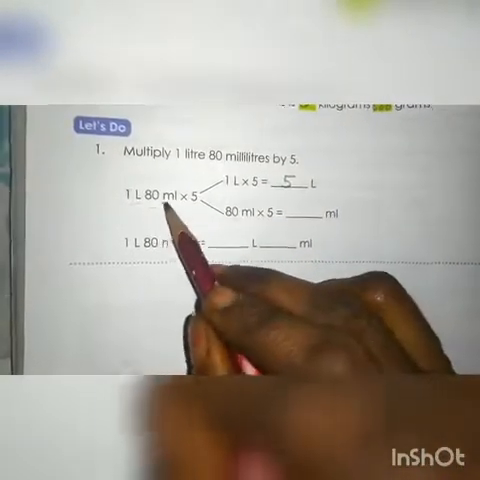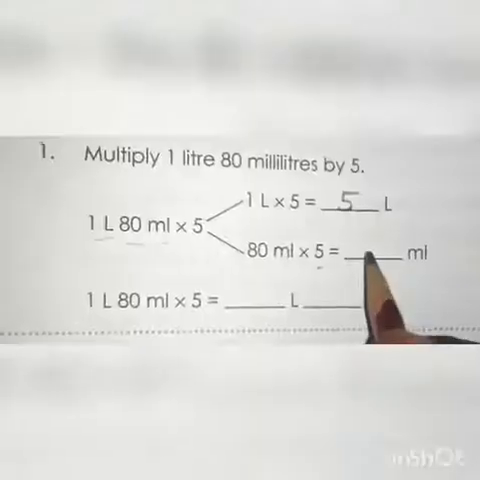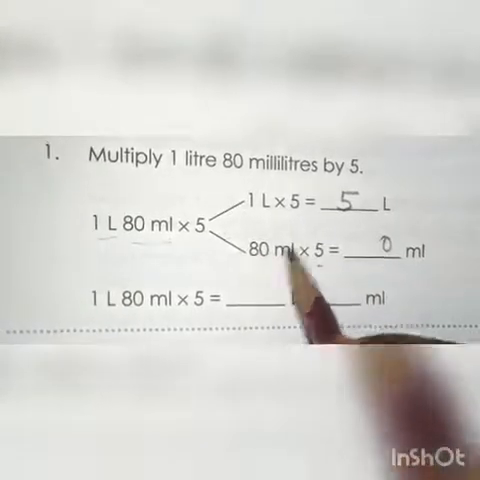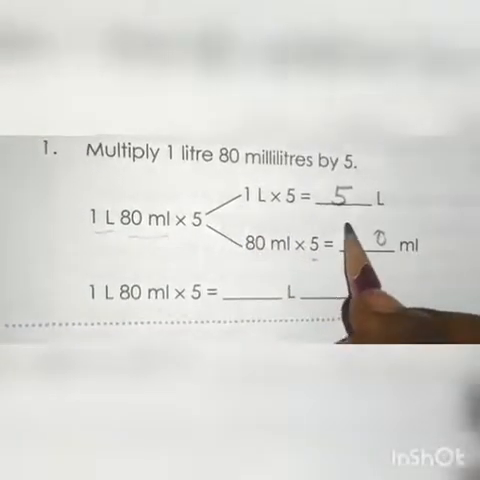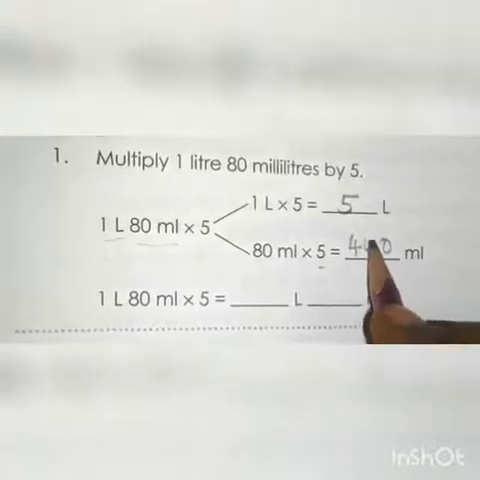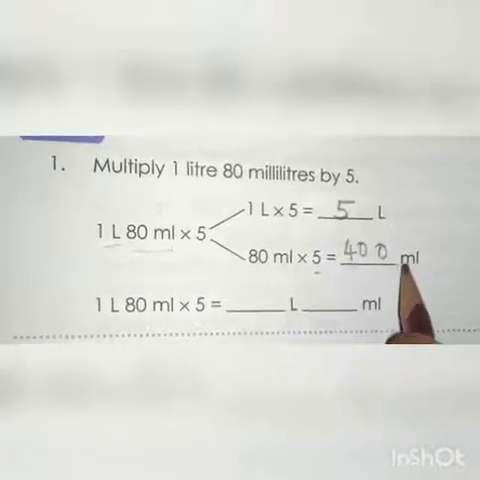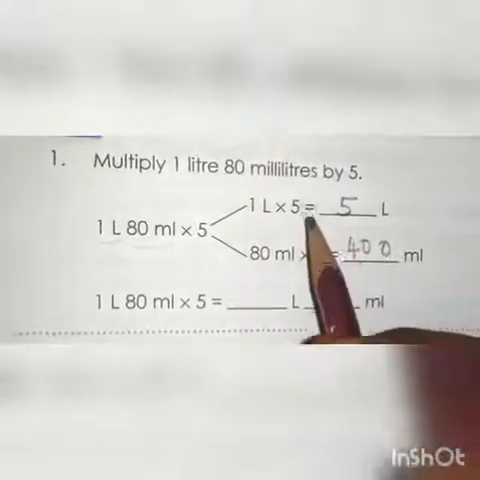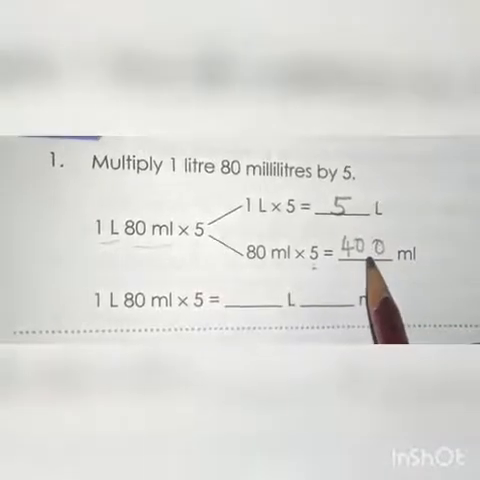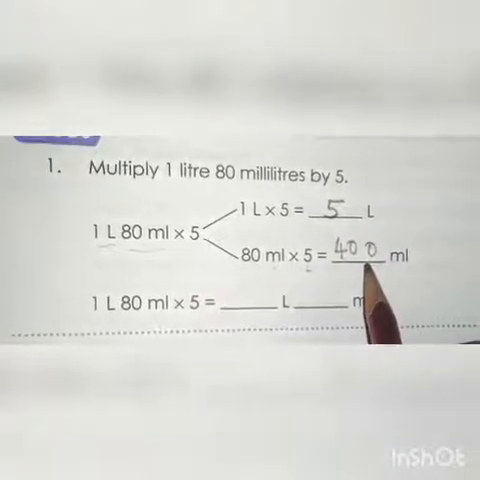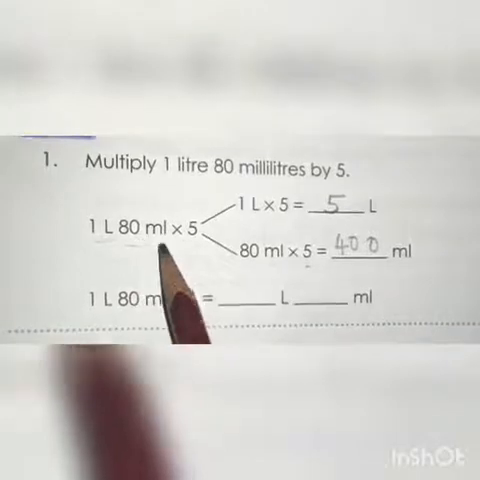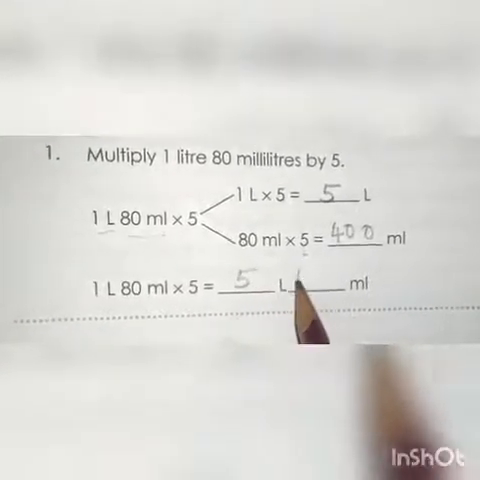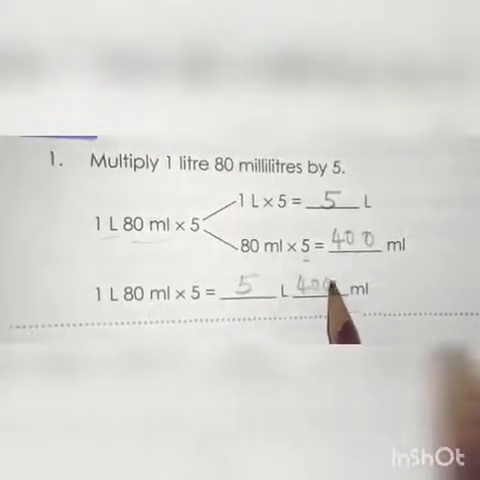Then multiply with milliliter. 80 milliliter into 5: 5 zeros are 0, 5 zeros are 0, 8 5s are 40. Therefore we will get 400 milliliter for 80 milliliter into 5. Now we have to combine these two answers together, which means 1 liter 80 milliliter into 5 is equal to 5 liter 400 milliliter.